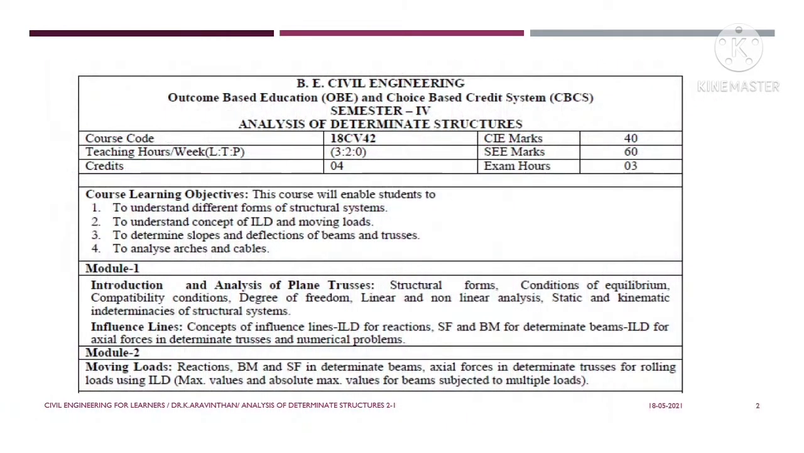For understanding this concept, now we are moving into module 2. This module 2 consists of two types of structure. One is a determinate beam and the other a determinate truss problem. You can see here the module 2 consists of these two types of structures, and we will be identifying reaction, shear force and bending moment, and in particular we will be finding maximum values and absolute maximum values for beams due to multiple loads.